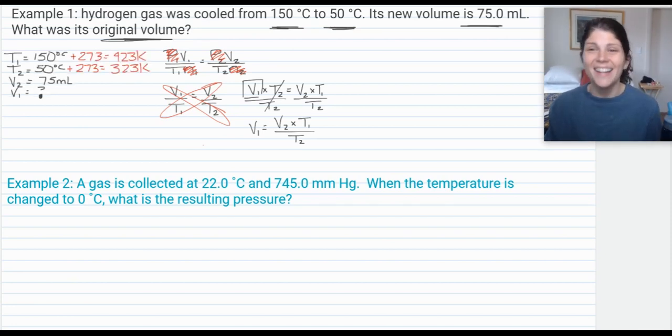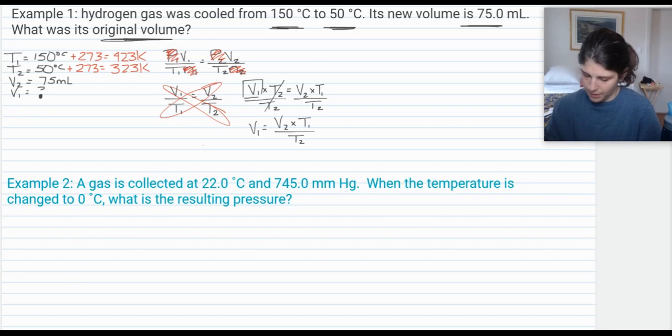The temperature has to be in Kelvin. In order to use our gas laws, we need to have the temperature in Kelvin. Kelvin is the temperature that describes the motion of the particles. So you just add 273 to your Celsius temperature, and it will give you your temperature in Kelvin, which is super handy now because I know V2.